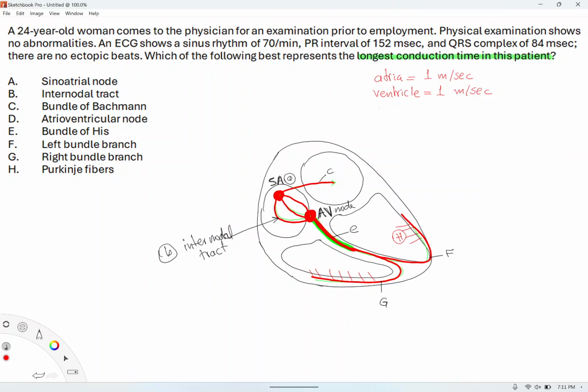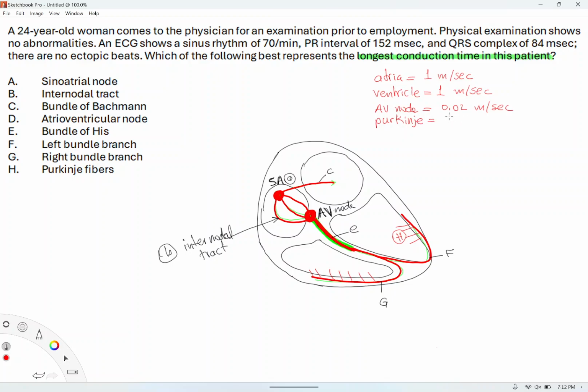And what's next from this? Let's say the AV node. The AV node is 0.02 meters per second. And the next one is the Purkinje fibers. How do I spell Purkinje? It's right here anyways. Okay, Purkinje, it's choice H.